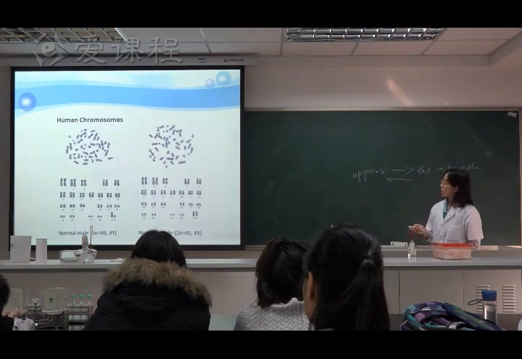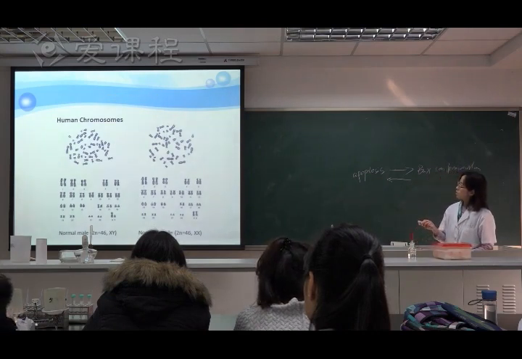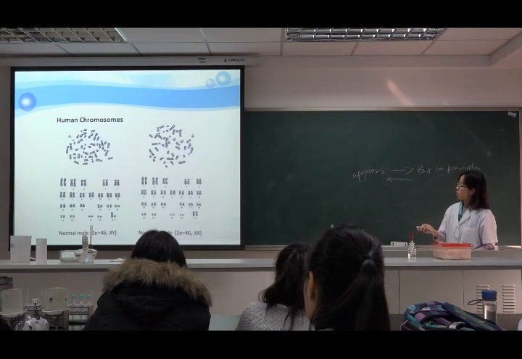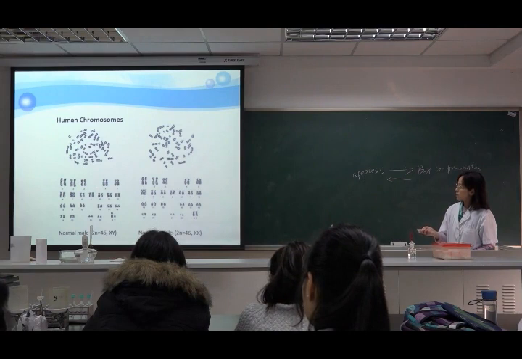And we can see this picture under the microscope. We observe this, then we put the chromosomes in line and group them. Then we can get the karyotype. This is a normal male karyotype, and this is a normal female karyotype.